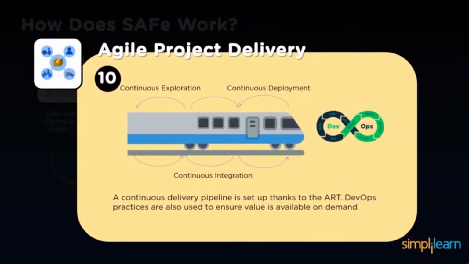DevOps practices are also used to ensure value is available on demand. I think the term DevOps is becoming more and more popular today, which actually provides that visibility, need for collaboration, need for cultural transformation. So which helps in bringing that agility across the organization as well as a learning organization. So one of the principles of DevOps itself says continuous learning.